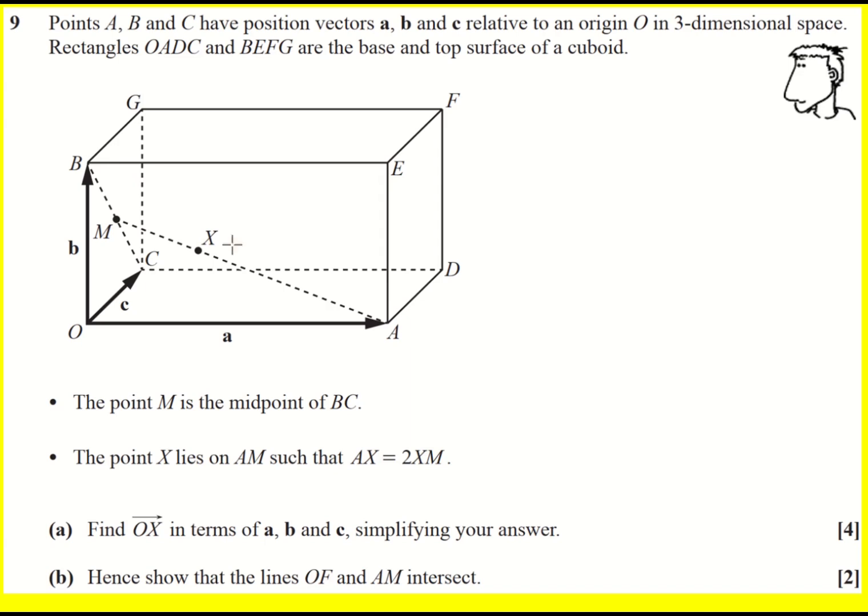We are dealing with 3D vectors here. We've got a cuboid, A, B, and C. We're given some other information. M is the midpoint of BC. The point X lies on AM such that AX is 2XM, and we're asked to find OX in terms of A, B, and C. So O to X.